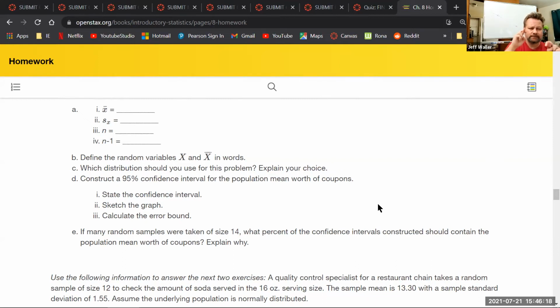Okay, then the answer would be: if many random samples of size 14 were taken, 95% of the confidence intervals constructed should contain the population mean worth of coupons. Why? Because that's what a 95% confidence interval means. It's kind of a weird why, because that's sort of the definition of what it means.